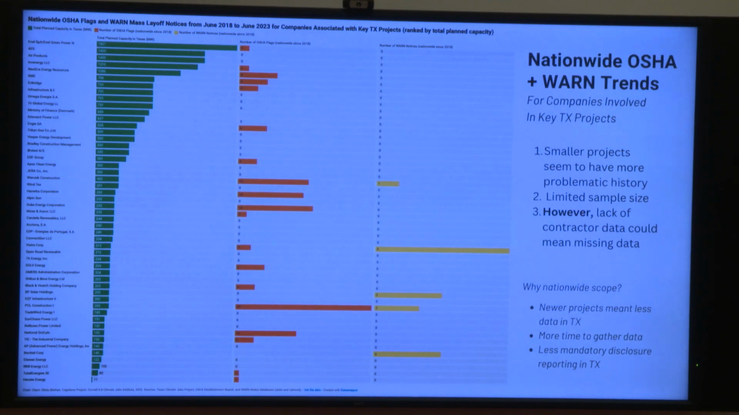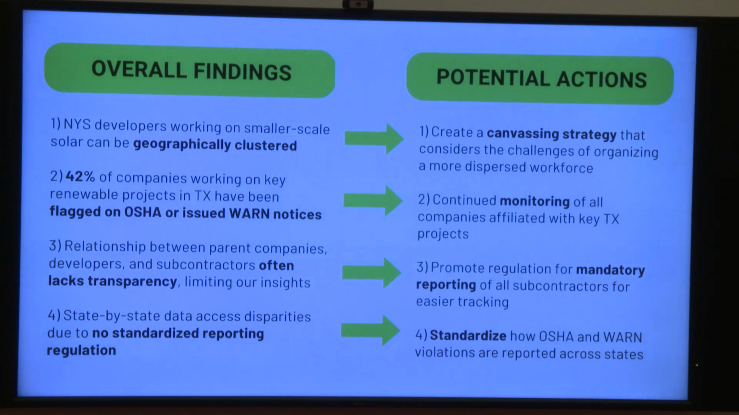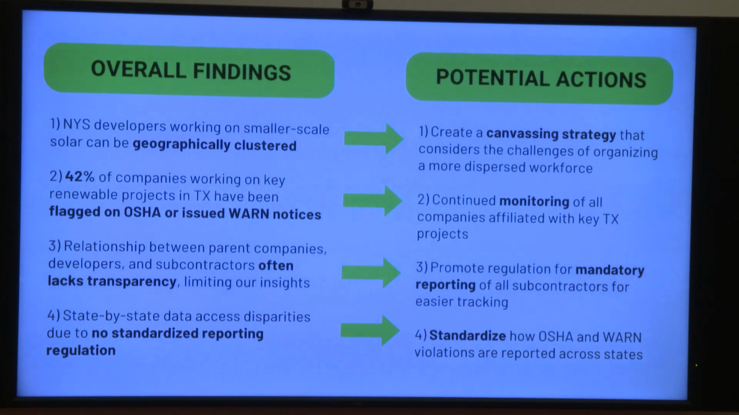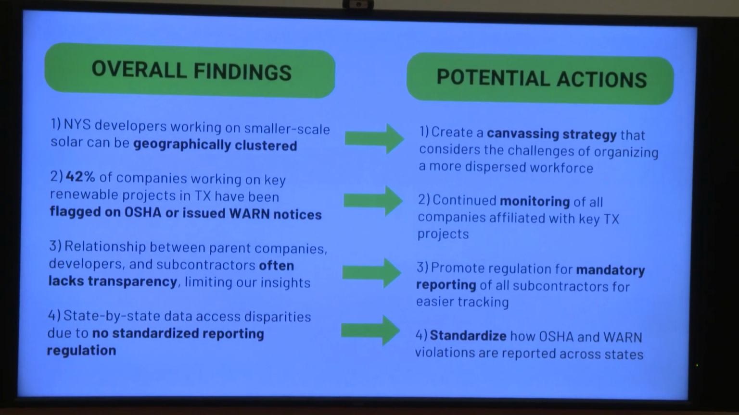And going off of that, here's a list of our overall findings and potential actions or recommendations we're making for them. The very first one is that New York State developers working on smaller scale solar projects can be geographically clustered. That was an interesting finding that CJI was also surprised by. A recommendation we have around that is to create a canvassing strategy, if we're reaching out to workers in that area or to companies, that considers the challenges of organizing that more dispersed workforce where they're working on smaller projects.